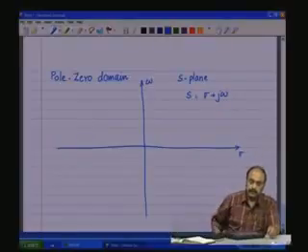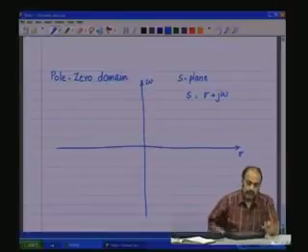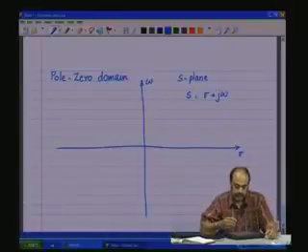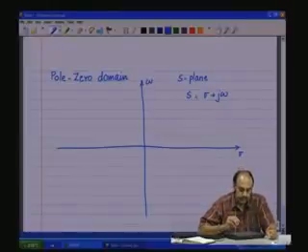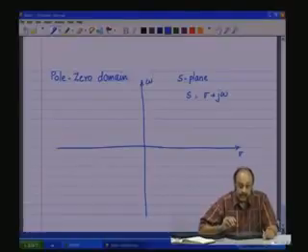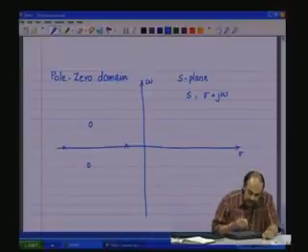So, the S plane is basically a representation of the physical system which will give you an idea of the location of the poles and zeros of the system.